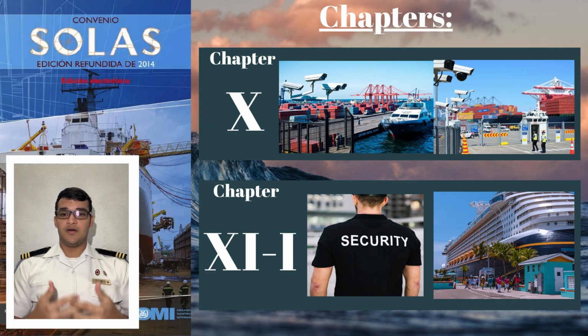Chapter 11, Part 1, security of passenger ships. This is the most important chapter because it establishes additional security requirements for passenger ships, including evacuation measures, navigation safety, and fire prevention or fire protection. The general objective of this chapter: to ensure the safety of passengers on passenger ships. Specific objective: to establish additional requirements for the design of passenger ships, alarm systems, life-saving equipment, and evacuation procedures.